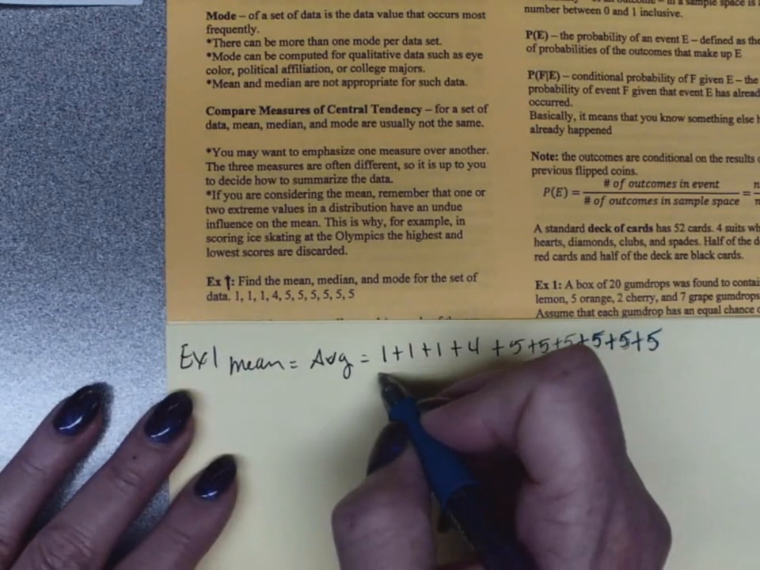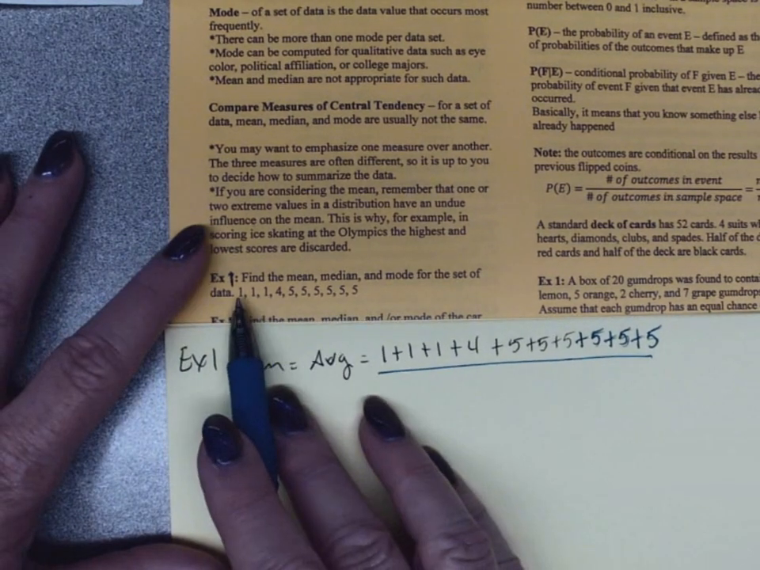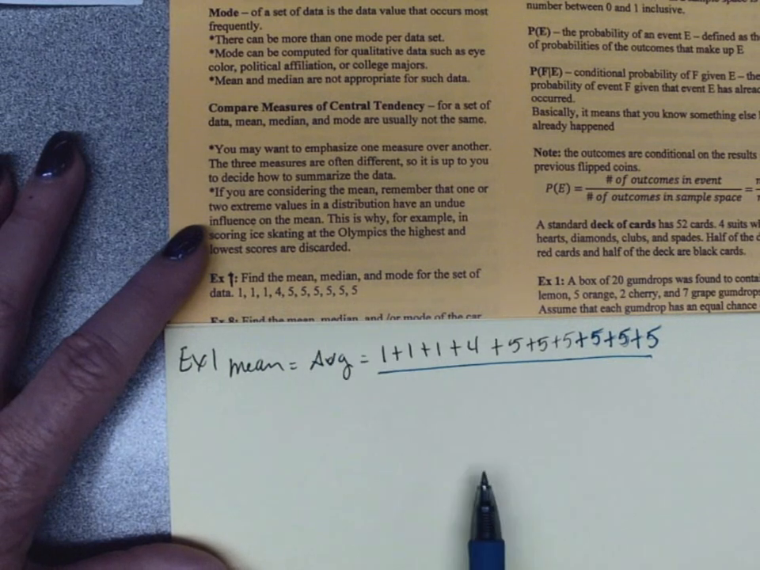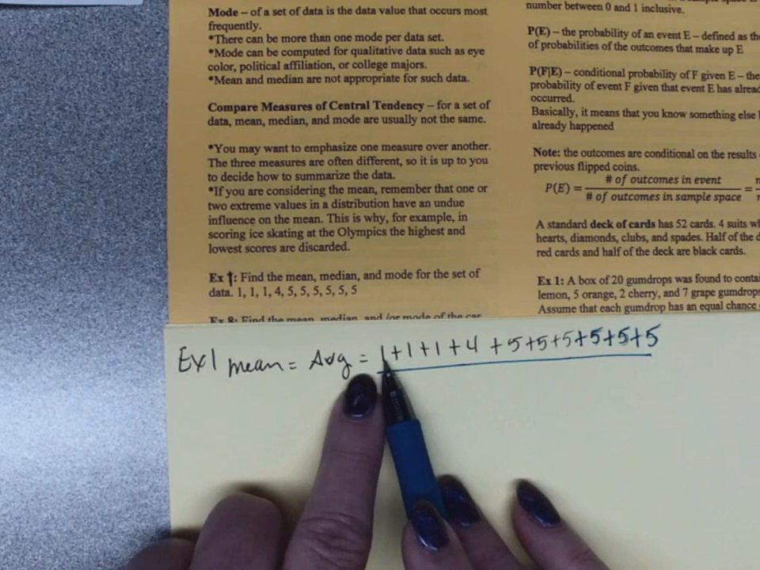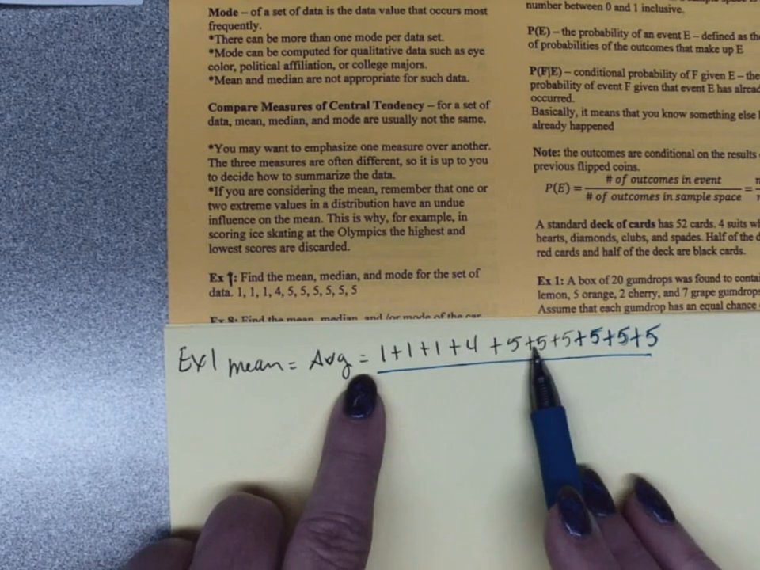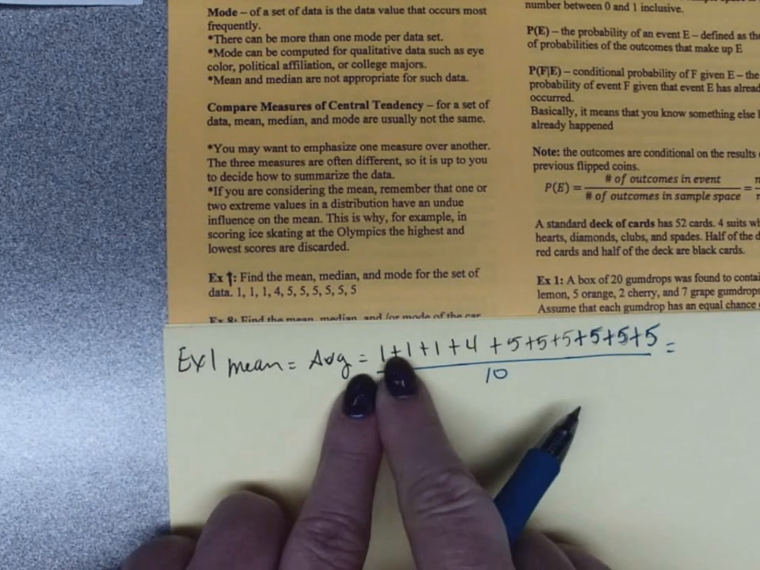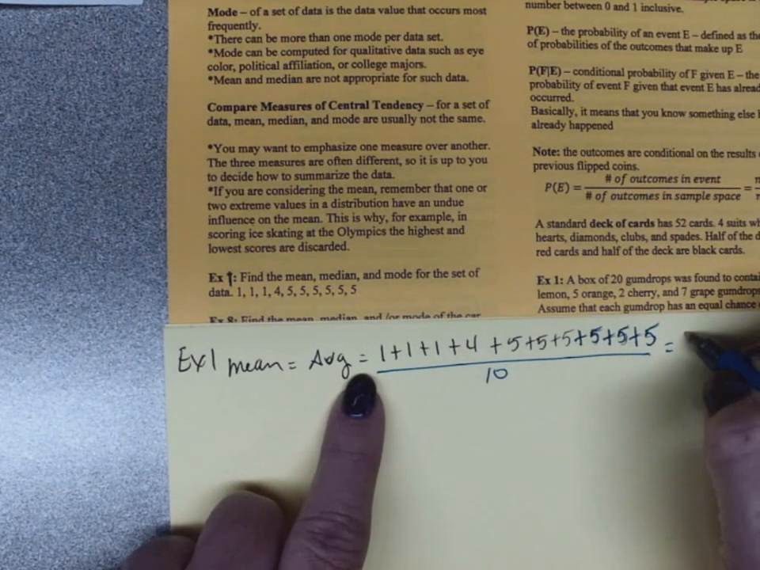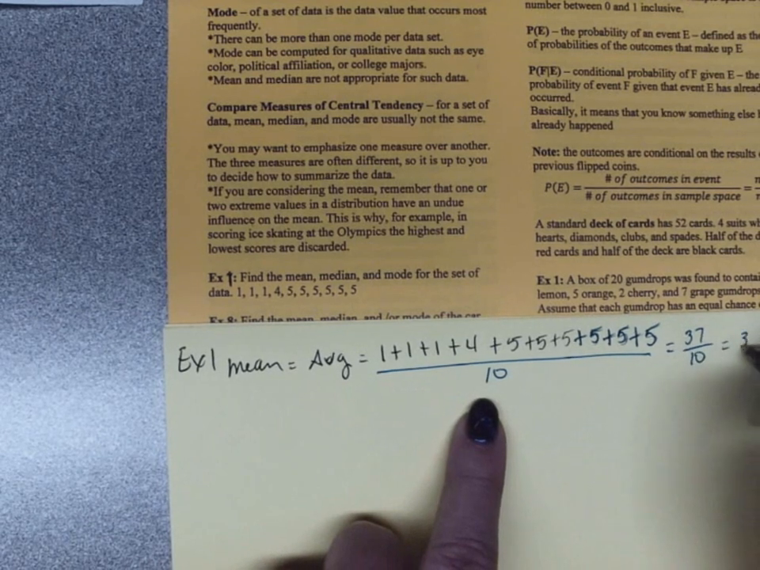All right. Now we're going to divide that by the number that we have. So we have 1, 2, 3, 4, 5, 6, 7, 8, 9, 10 numbers. Let's make sure we have all 10 in our math. So we're going to divide by 10. We're going to add these all together. And when we add them, we're going to get 37. Divide by 10, and that'll get us 3.7.